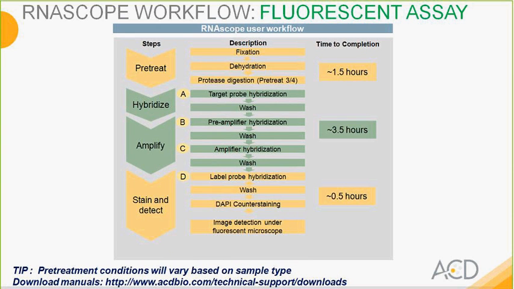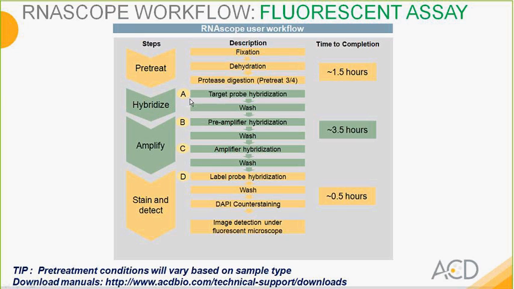For the fluorescent assays, the protocol is quite similar to the chromogenic. This is an example of fluorescent assay preparation for a fresh frozen sample. In fresh frozen samples, the samples are embedded in OCT, cut and stored at -80 typically. When ready to use RNAscope, you'll perform fixation, dehydration, and protease digestion.